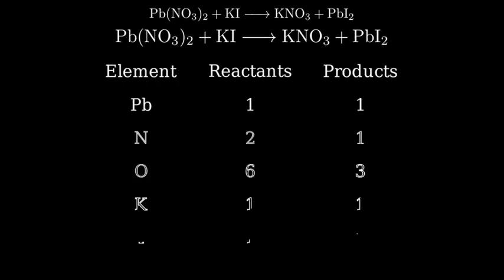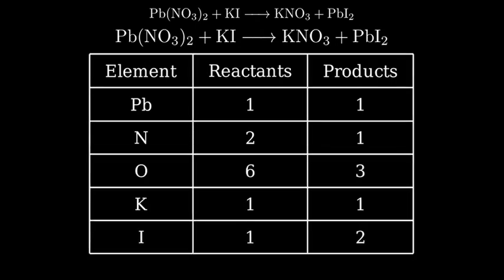First, we count the atoms of each element on both sides. On the reactant side, we have 1 lead, 2 nitrogens, 6 oxygens, 1 potassium, and 1 iodine. On the product side, 1 lead, 1 nitrogen, 3 oxygens, 1 potassium, and 2 iodines.